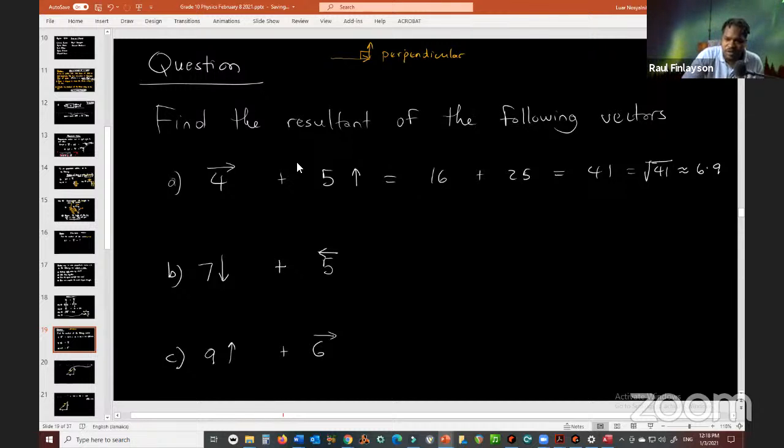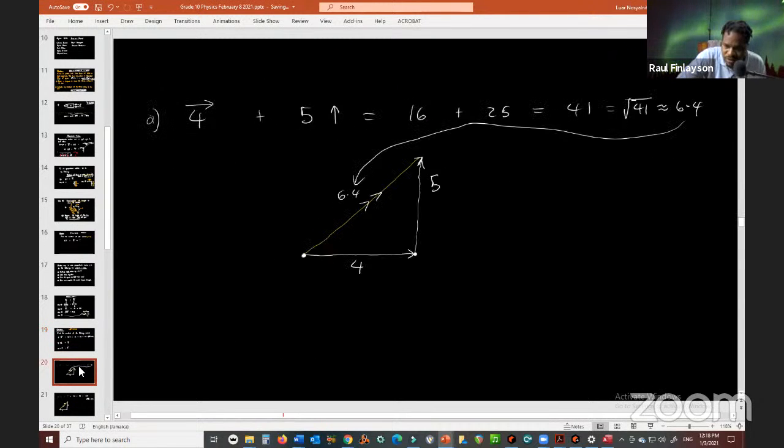So therefore you're going to have a 4 and a 5 here. So that's perpendicular. So if I don't have a ruler, you just square each vector, which is 4 squared, which is 16. And look at this, 5 squared is 25. And then you add them together, you get 41. Square root of 41 is 6.9. And that's the answer. That was without the ruler.